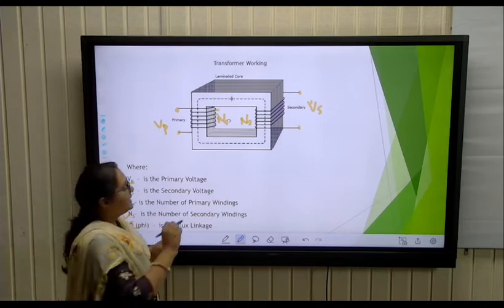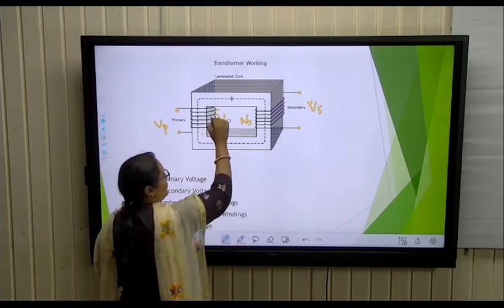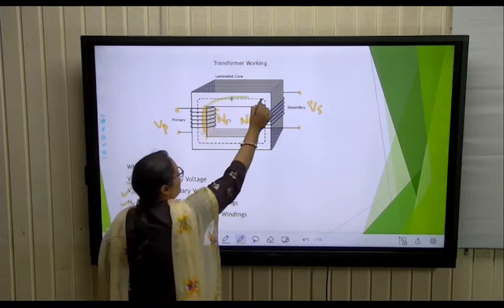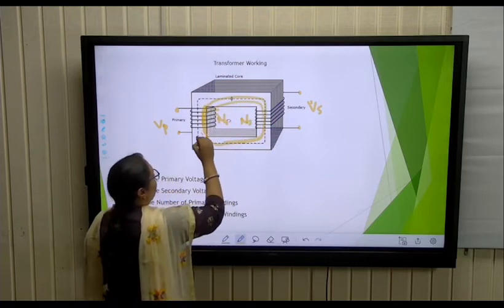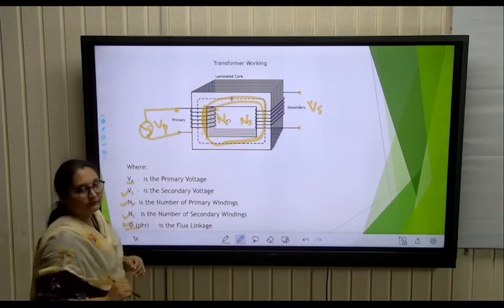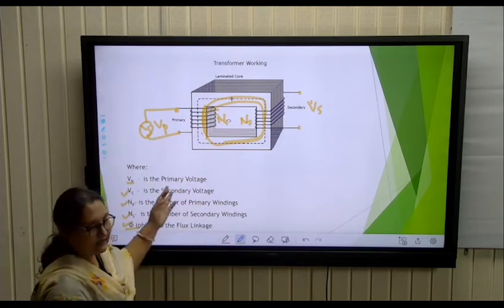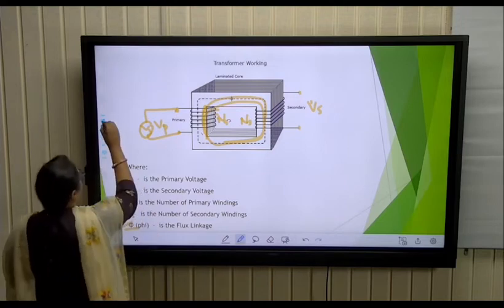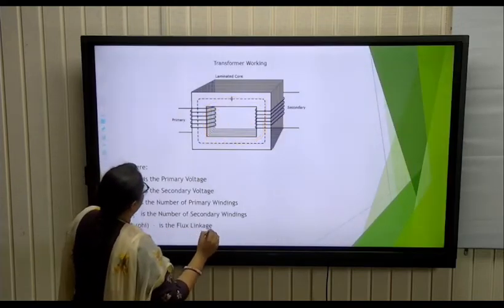What is phi? Phi is actually the flux which is going to be generated in this core when you apply a supply to this primary side. Okay, so later I will discuss it in detail. Let us move to another slide.